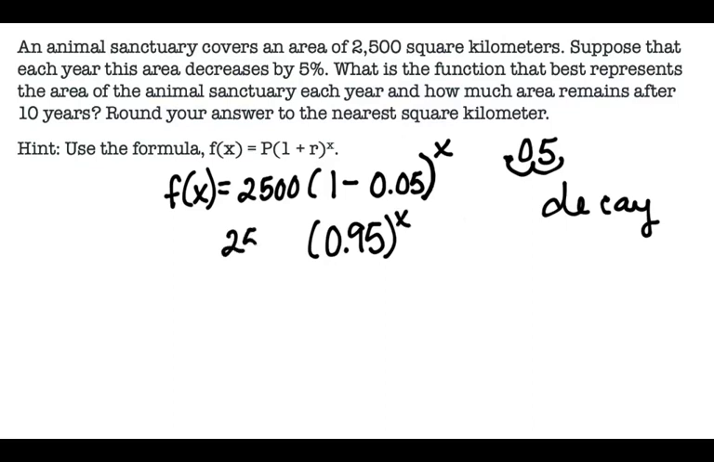So now I'm going to combine that parentheses, and you have 1 minus 0.05 is 0.95. And that makes sense because if you started out with 100% of those kilometers, so you had 2,500 to begin with, after a year you're going to be left with only 95% because 5% is going away. So it's decreasing by 5% each year. So if you're taking away 5%, you have to take it away from 100. So 1 minus 0.05 is 95%, or 0.95. So now you're going to substitute that x with a 10.